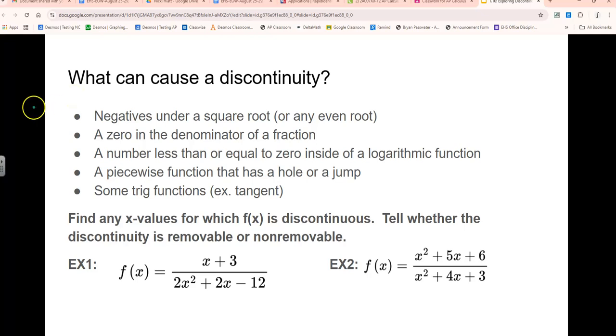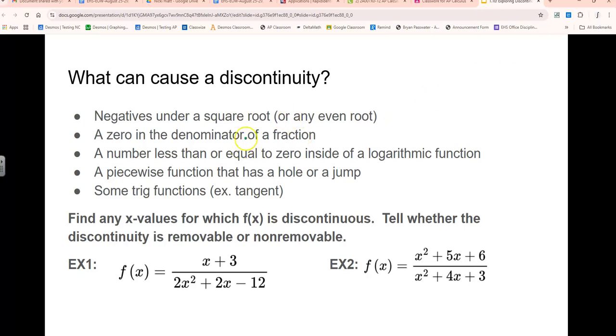So, things that can cause discontinuities. All right. So I've made us a list of things we need to be on the lookout for. Negatives under a square root or any even root cause a discontinuity. Odd roots are okay. We can have negatives under a cube root. But square roots are what you're going to see most often. If you had a fourth or a sixth or eighth root, you also cannot have negatives underneath those. So if you have negatives under a square root, that is going to cause a discontinuity. Zeros in the denominator of a fraction cause discontinuities.